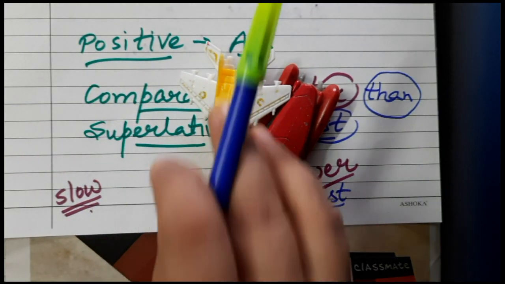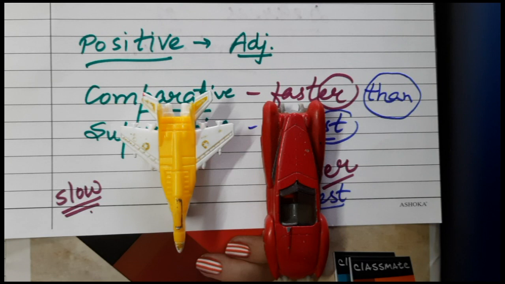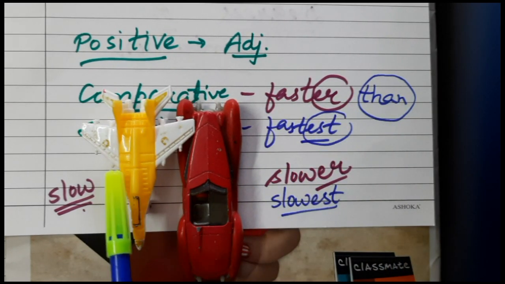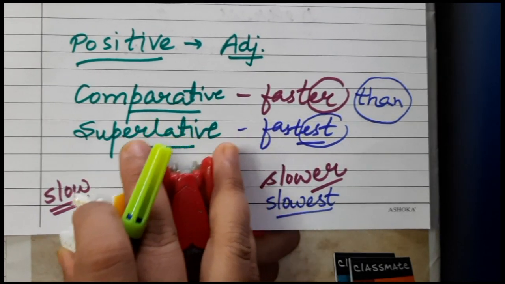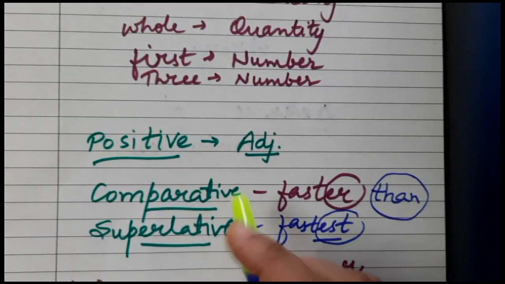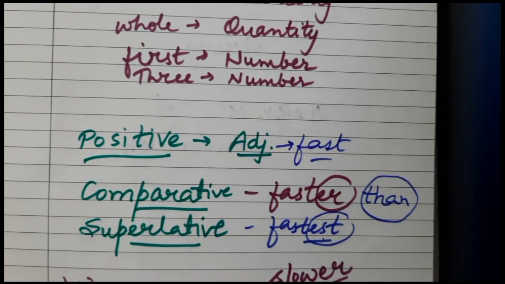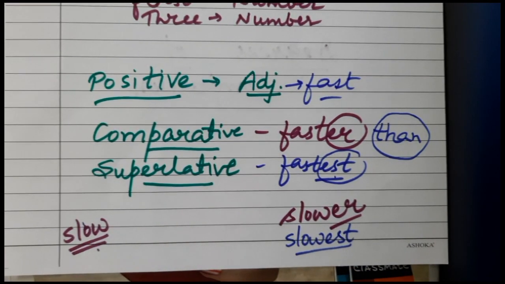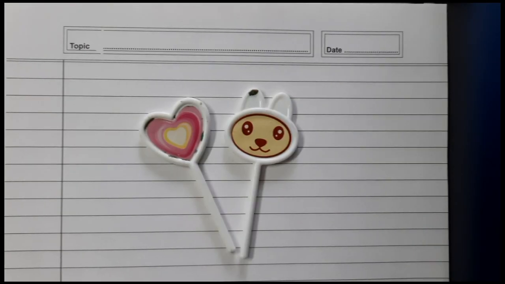Now when you want to compare two, now let's say, which is faster? The aeroplane is faster than the sports car. Which is slower? The sports car is slower than the aeroplane. Okay. So that is about comparative and superlative degree. Let us take some more examples and learn some more forms. So if I ask you, what are the three forms of the adjective fast? Yes, quickly. It is faster, fastest. What are the three forms of the adjective slow? Slower, slowest.